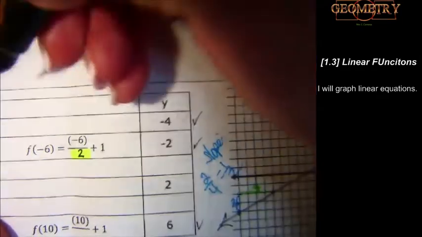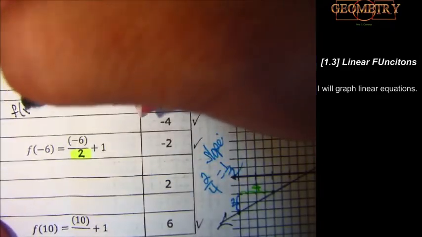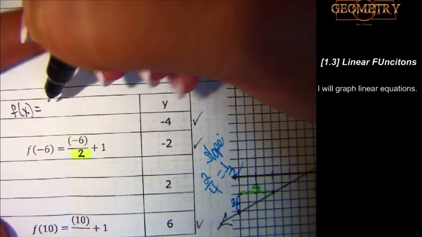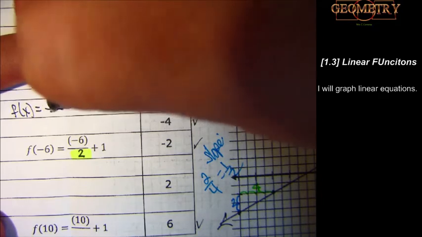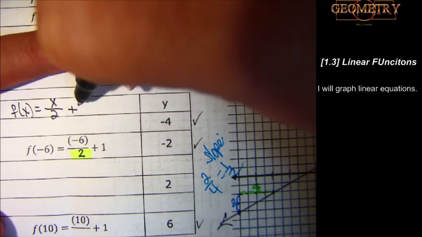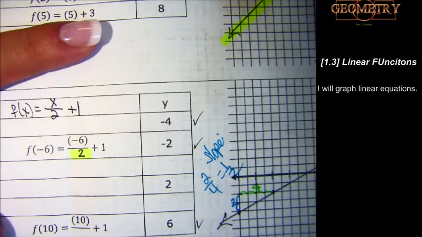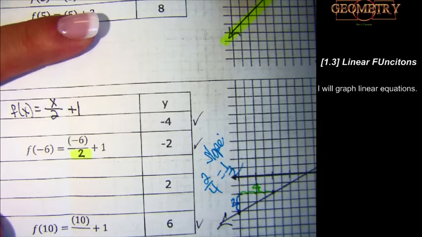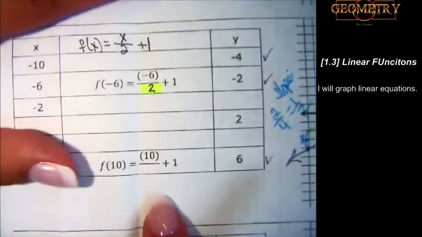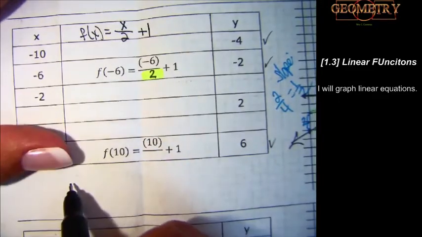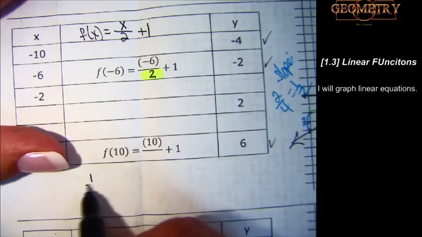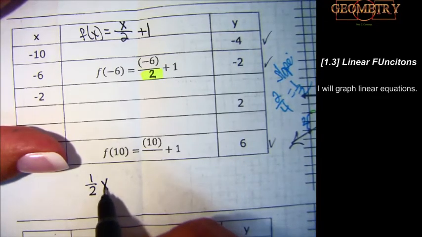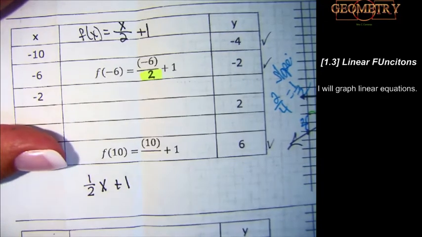So my function rule is f of x equals 1 times x over 2 plus 1. Are we okay with how I got that? No. Okay, so let me scribble it down here a little bit. I had a slope of 1/2, right? And so there's my function rule.